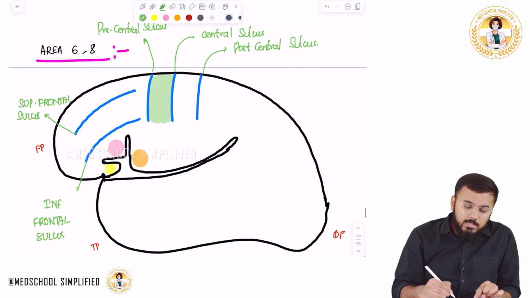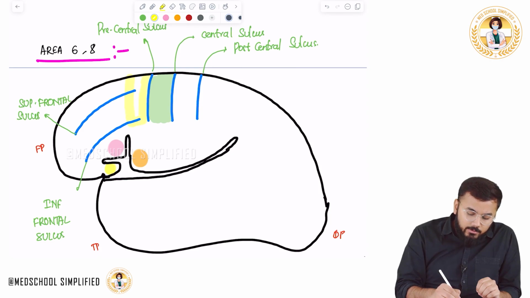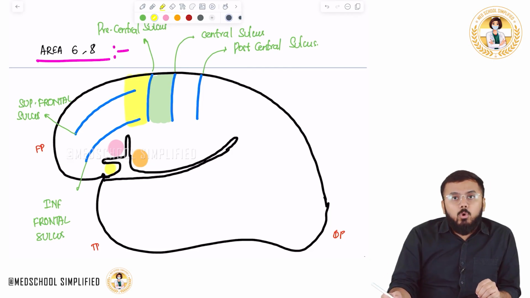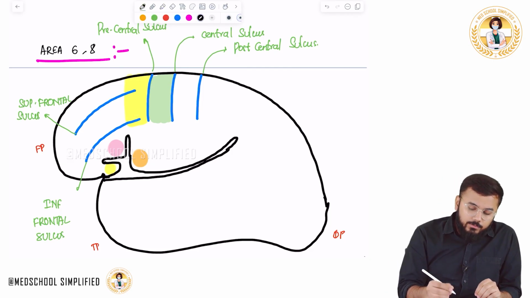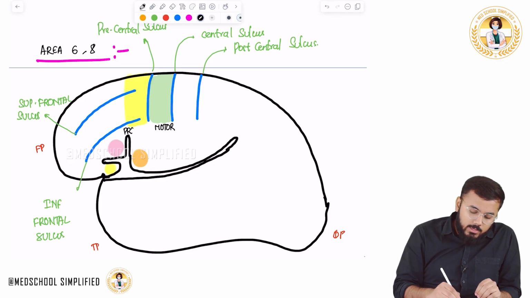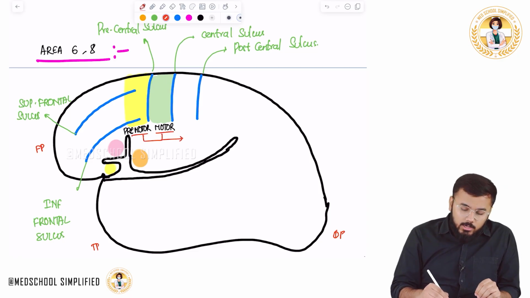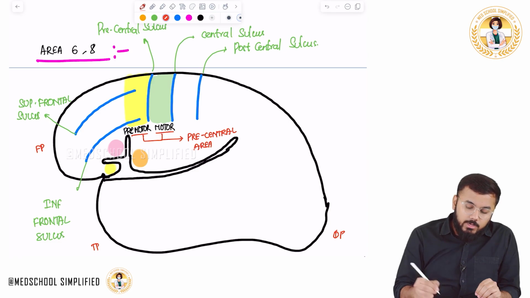So where is motor area? This green highlight whatever I have done is a motor area, and this yellow highlight whatever I am doing right now is called as your premotor area. Okay, so this one over here is called as your motor, and this one over here is called as your premotor. So together motor and premotor together, you call this area as what? You call this area as precentral area.